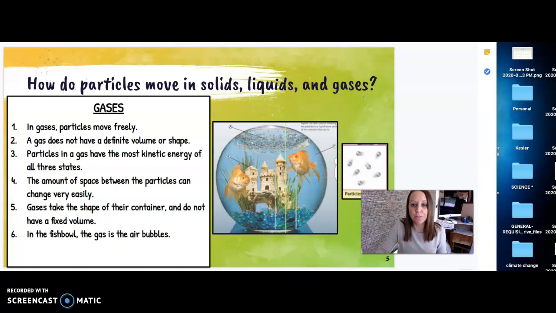In the fishbowl, the air bubbles are representing the gas, and it's kind of a bad representation, but if we were to open up the top of this fishbowl, those air bubbles would be released, and then the gases in those air bubbles would spread out and have a lot more space in between them. So gases have the most kinetic energy. They do not have a definite shape, and they do not have a definite volume. And you can see in this picture right here, they're moving really fast.